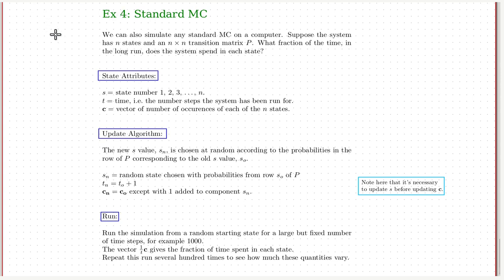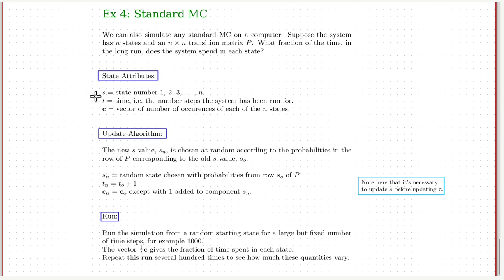The state attributes, the things we have to keep track of in the course of running the simulation, include what the current state is. So I'll call that little s. That'll be one of the local variables in the state, whatever the current state of the Markov chain is.